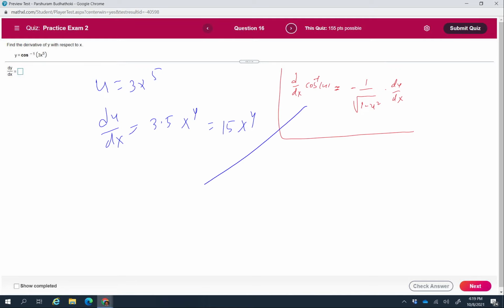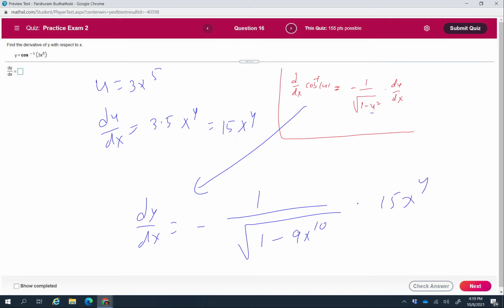If we use this formula here, dy over dx would be negative 1 over the square root of 1 minus u squared, which in our case is 3x to the power 5 squared, which is 9x to the power 10, times this 15x to the power 4. So that's our answer.